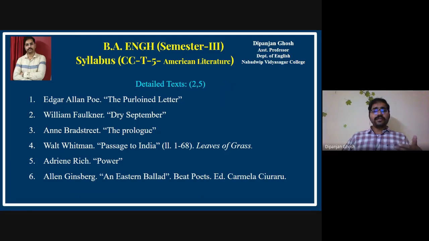Next, the three or four poems. The first one is Anne Bradstreet's The Prologue. The second one is Walt Whitman's Passage to India. It is a long poem, and in this poem the first 68 lines have been considered for your textbook, and it was published under the group of Leaves of Grass. The next, number 5, is Adrienne Rich's Power.